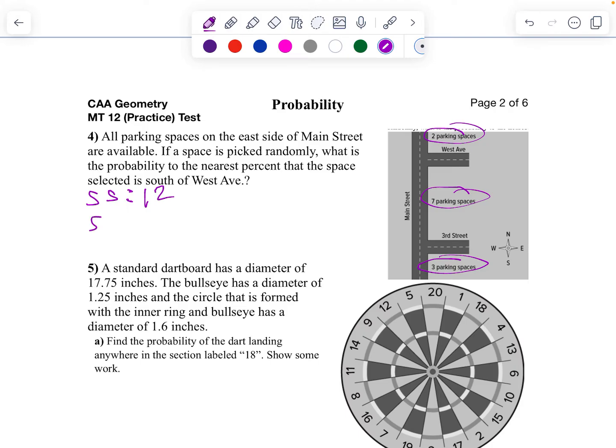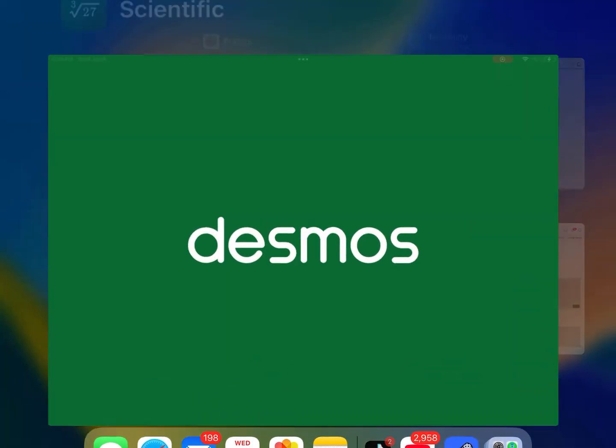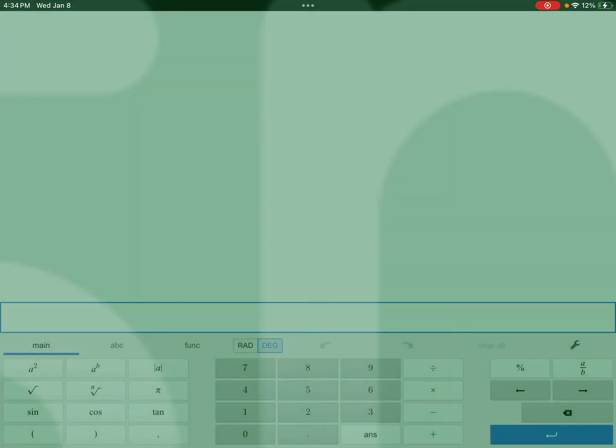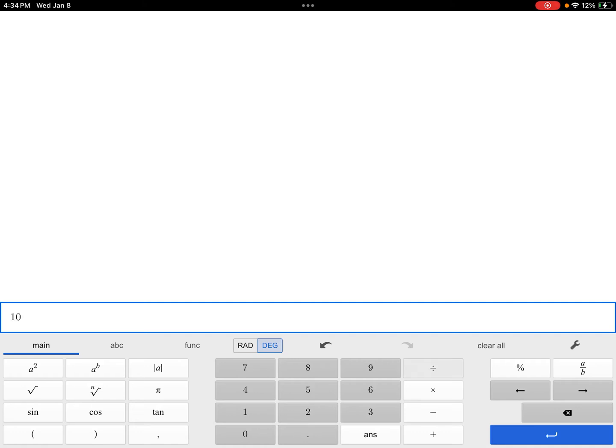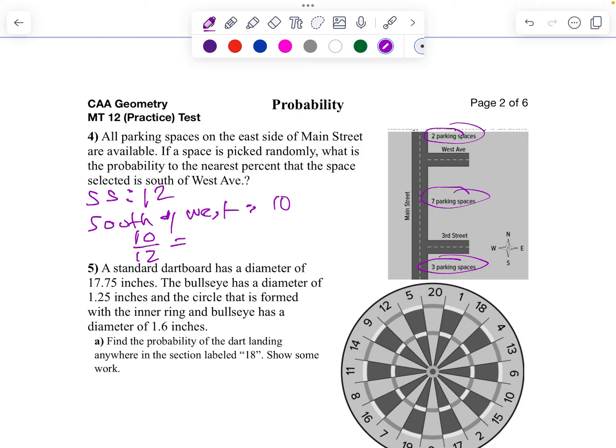What is south of West Avenue? Well, notice 7 plus 3, 10 of them are south of West Avenue. So 10 out of 12 would be your probability, but I want it as a percent. Probably could do this in your head. That's 83%, isn't it? So if I take 10 divided by 12, we get 0.83, so I'm going to say 83%.